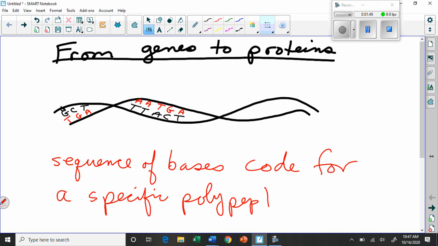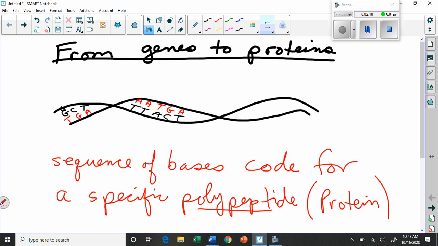A polypeptide, you'll recall, is really just the primary structure of a protein. It's many little amino acids joined together. And so if you make a polypeptide, it can then start folding on itself and create a secondary, tertiary, and quaternary protein. So when we say making a polypeptide, we're basically making a specific protein.